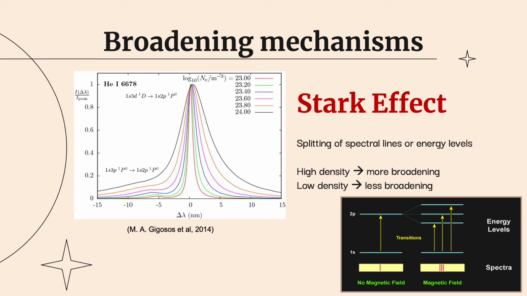On the left, in the figure from a 2014 paper, you can see the spectra have a Stark width that varies with density, a quantity which is represented by the legend in the top right. Density increases as we go down, and you can see that the strongest broadening effect on the plot corresponds to the highest density value.